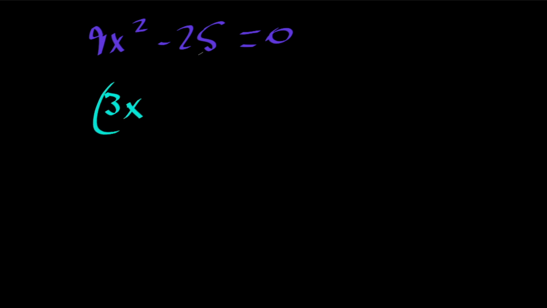Let's say I have 9x squared minus 25 equals 0. So, once again, I can use difference of squares here. The square root of 9 is 3. Square root of x squared is x. Square root of 25 is 5. I'm subtracting. Then my other factor is 3x plus 5.